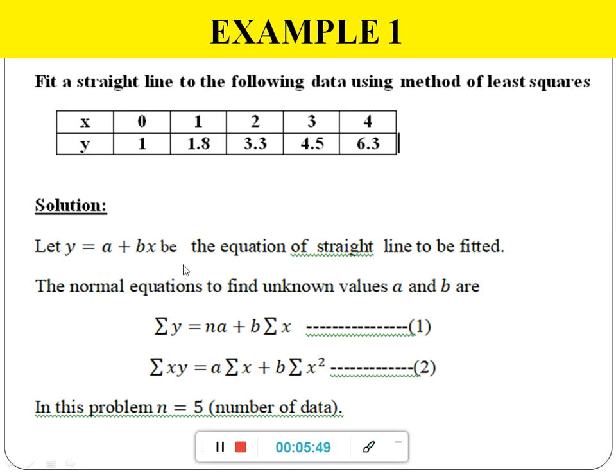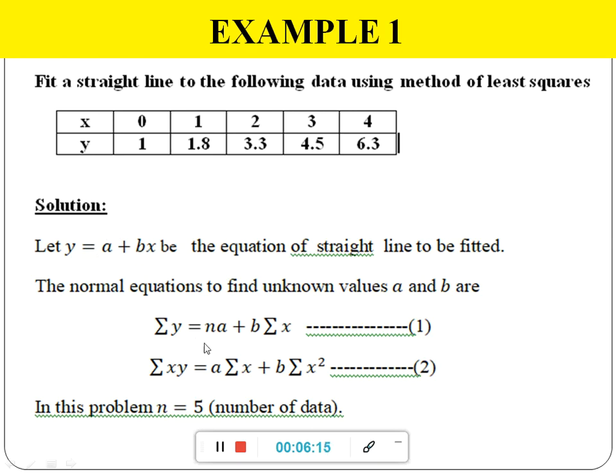First we have to identify the unknown variables. What are the unknown variables here? a and b. Then find the normal equations. How to construct the normal equations? Very simple. First apply summation to this equation. If you put summation here, it becomes summation y. If you put summation here, summation a.